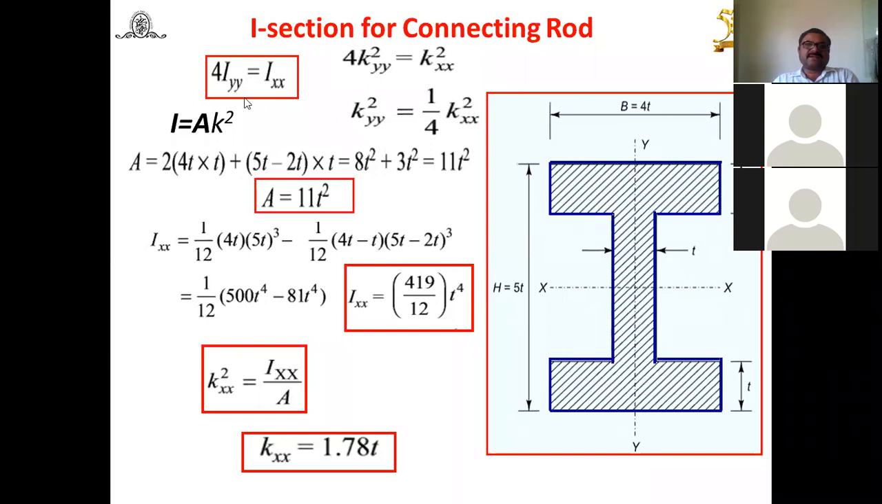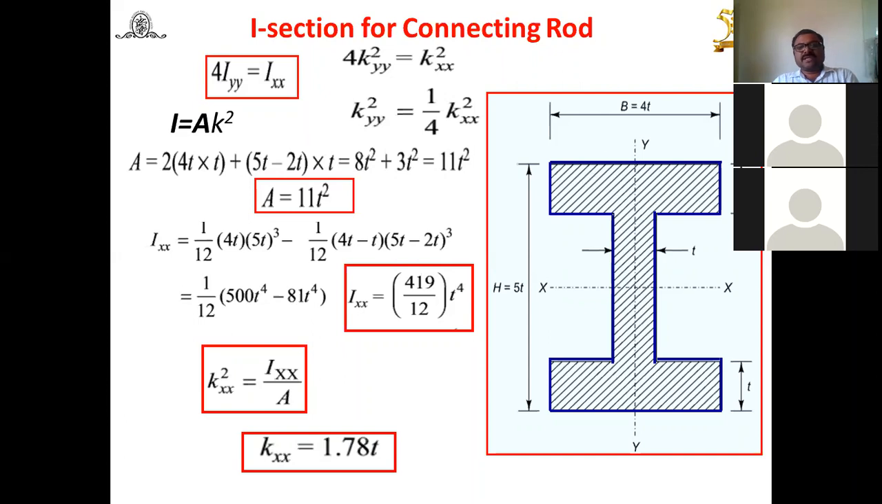Again, as per the statement, along the y-axis it's 4 times stronger than the x-axis. That's why we can write 4 Iyy is equal to Ixx. And therefore, I is equal to A k square, you have studied the radius of gyration. So we can write in this case 4 kyy square is equal to kxx square. Therefore, kyy square is equal to 1 by 4 kxx square.